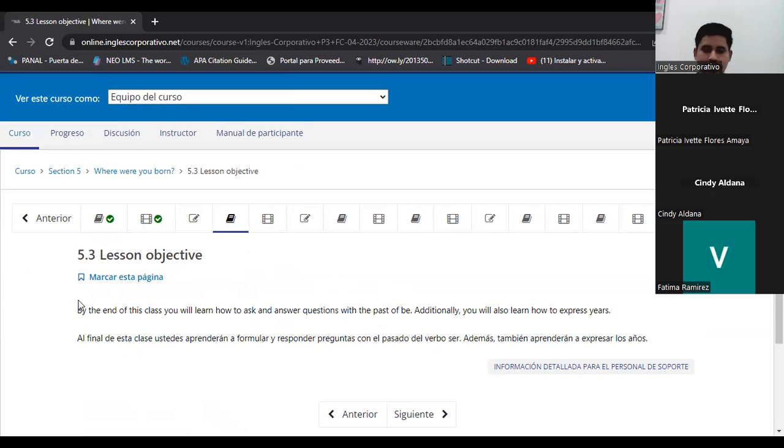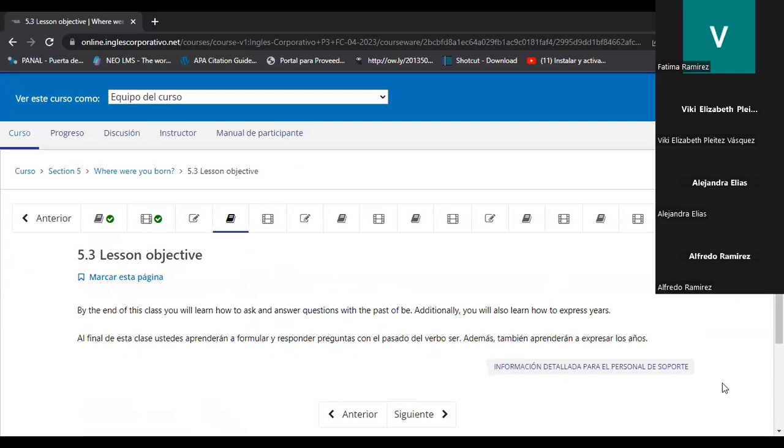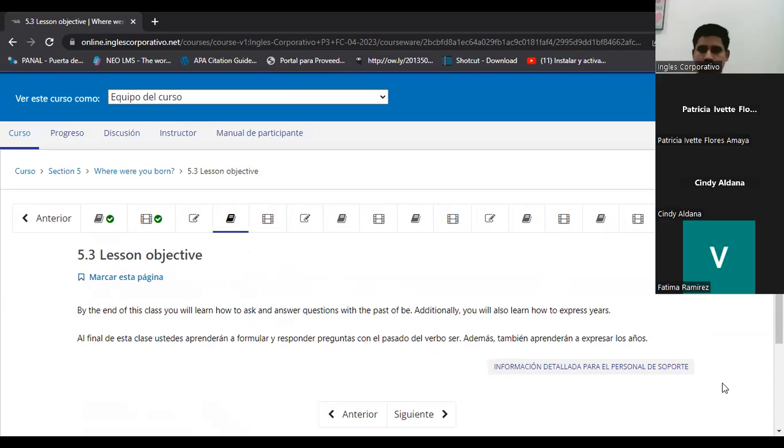Okay, so we're going to read. I don't know if anyone wants to help me read. Un voluntario que quiera leer. So, any volunteer? Do we have volunteers for tonight's session? Yes? No? Do we have volunteers? Yes or no, guys? No volunteers. Okay, don't worry.